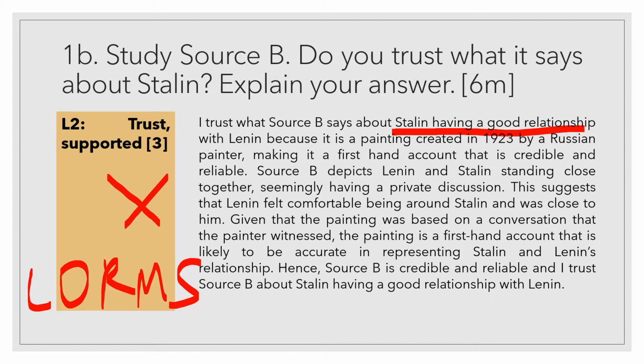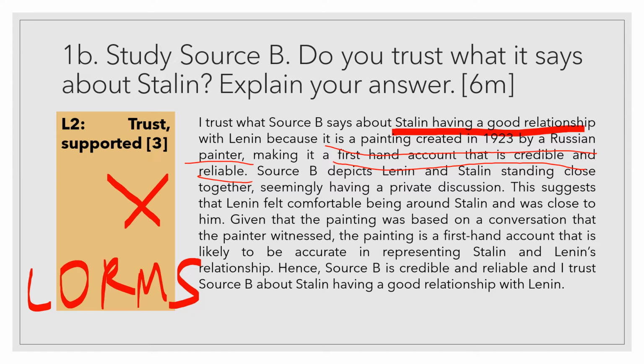Alternatively, you can also say Stalin being close to Lenin. That was also accepted. Because it is a painting created in 1923 by a Russian painter, making it a first-hand account that is credible and reliable. Take note that my starting sentence contains a link to provenance. You always have to link it to the provenance. Tell me, who is this source by? When was it created? And if you want to say that it's reliable, then say that it is credible.